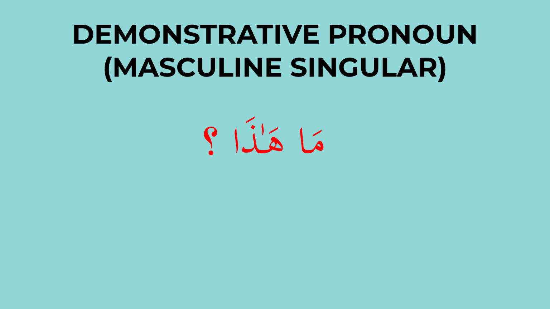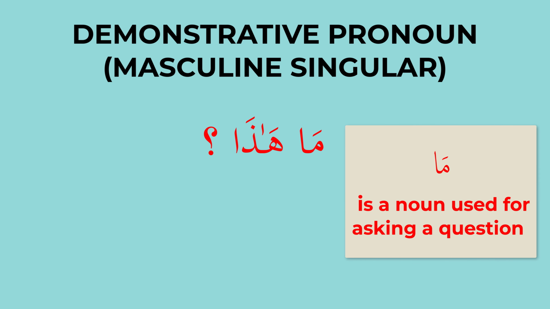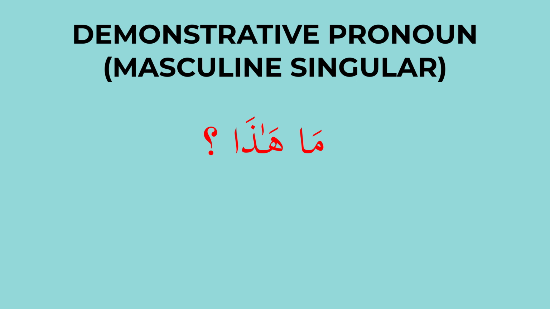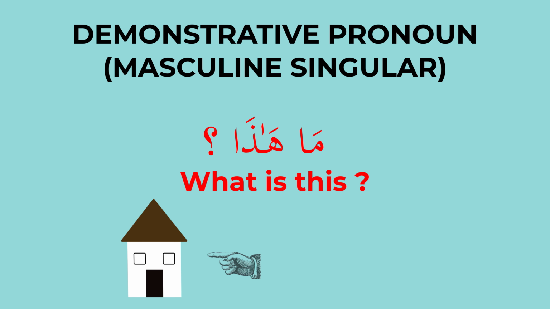What is written there? Maa Hadha. Ma is used for asking a question. It means what. There is a name for it, but we won't go into detail right now. Later on, we will learn all the names for the nouns and the particles for asking questions, inshallah. So when you ask a question, you say Maa Hadha. Ma means what, Hadha means this. It is what is this?